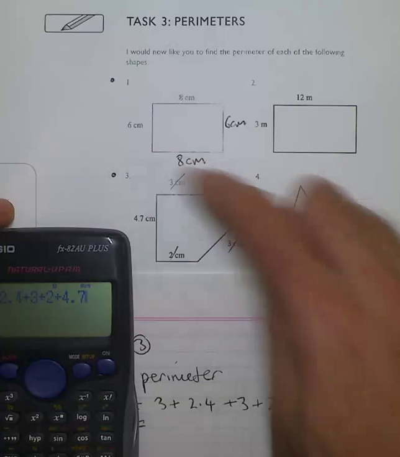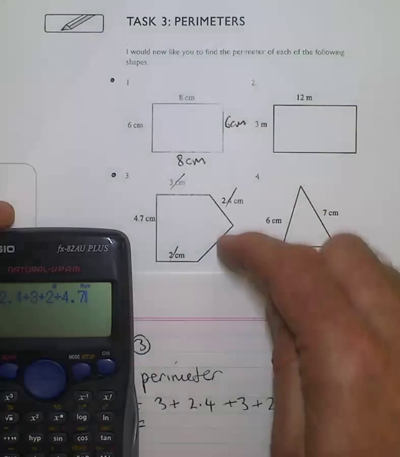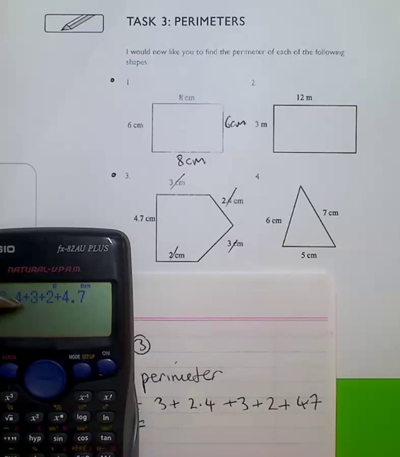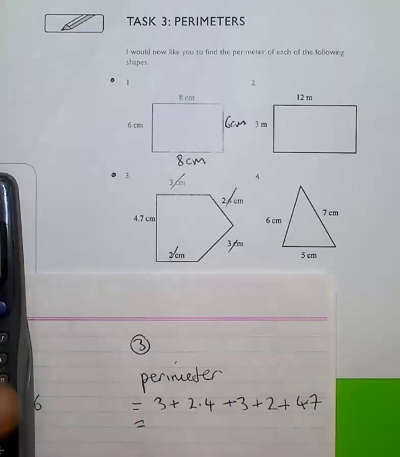Now you can see I've got a total of, sorry, I should say 5 sides. So I've got 1, 2, 3, 4, 5 side lengths there at 15.1 centimetres.